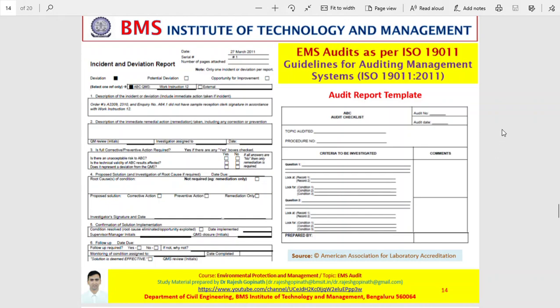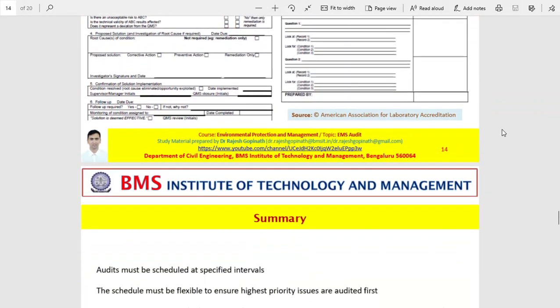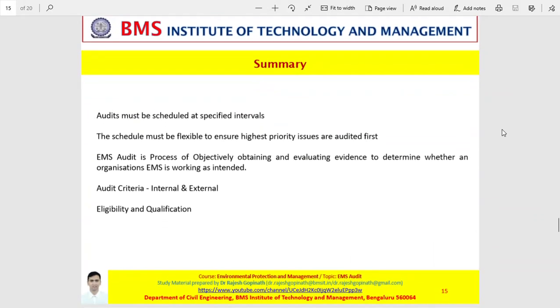So my dear friends, now let's summarize slide 15. For audits to be successful, effective, they must be scheduled at specified, regular intervals. They must be so flexible that the highest priority is always addressed and audited first. And let's not forget, EMS audit is a process of objectively obtaining and evaluating evidences to assess whether the EMS of the organization is working as intended.